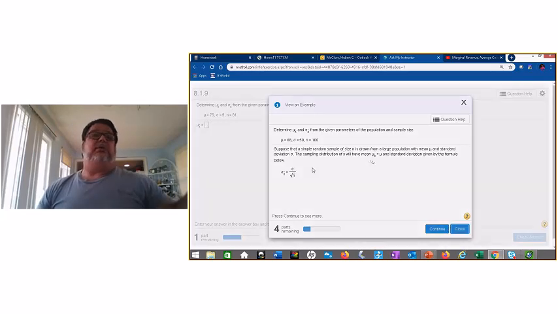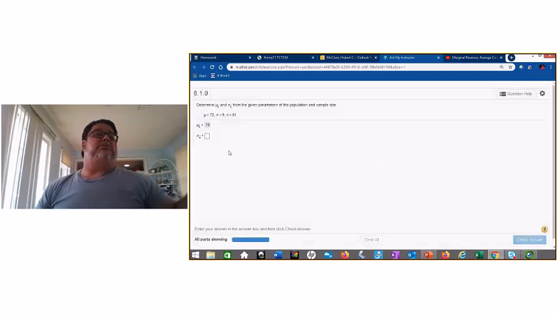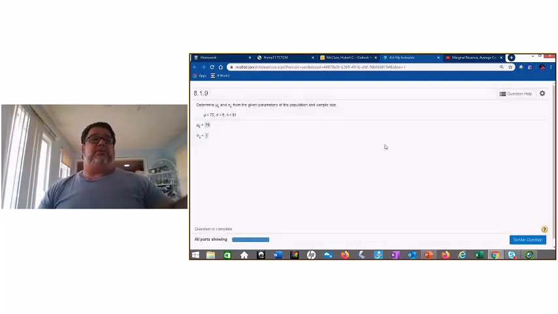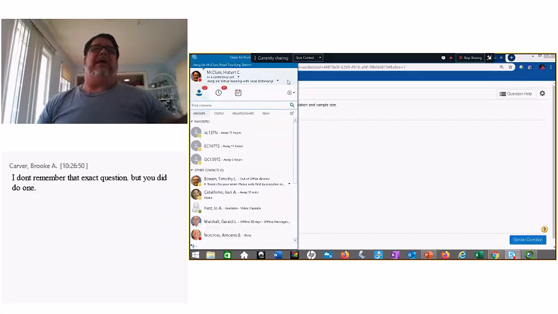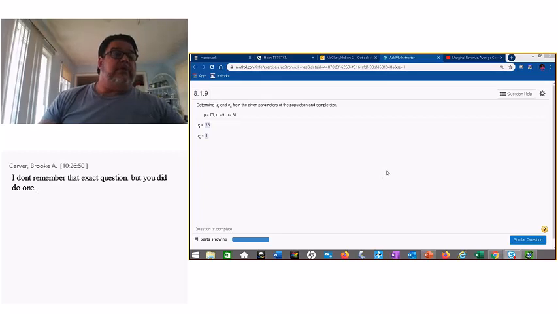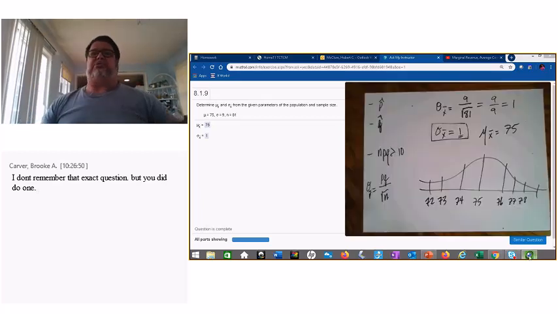So 75 would be this. My mean is 75, and my new standard deviation is 1. And that's it. That is a test question. Miss Carver, did I do that one? Ah, heck. I'm all over the place. Sorry. I don't remember that exact question, but you did do one. Yeah, I remember the standard deviation came out to be 1, just like this one. So that's how you do that one.